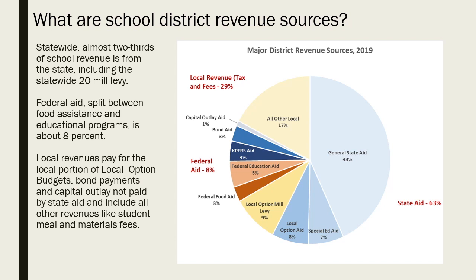Federal aid provides about 8% of school funding. A little more than half of that goes to educational programs like Title I programs you might have heard about, federal special education aid, and vocational aid, and the rest is federal food service aid. Local revenues go to pay the local portion of local option budgets, the local share of bond and interest costs and capital outlay cost, and all other local dollars include things like student fees, meal money, textbook fees, and any other local revenues that districts have.